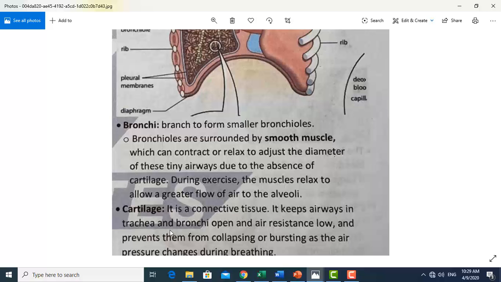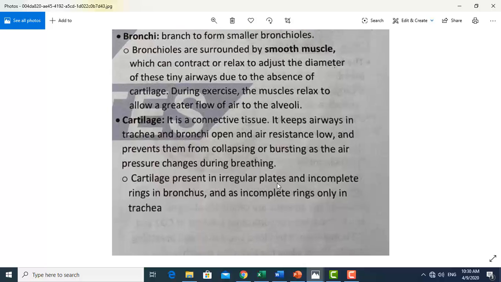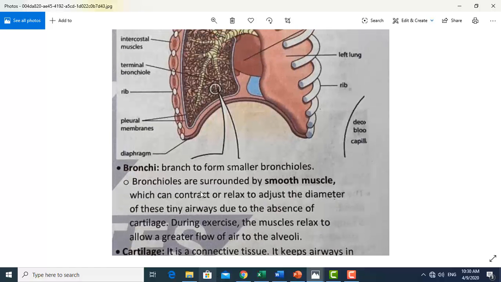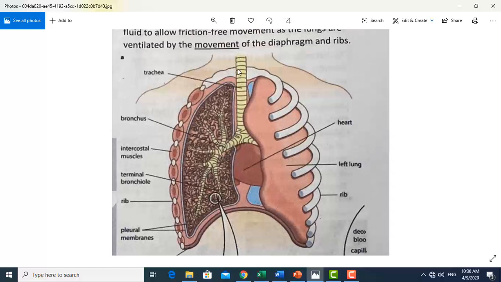It keeps airways in the trachea and bronchi open and air resistance very low, and it prevents them from collapsing or bursting as the air pressure changes during breathing. The cartilage is present in irregular plates and incomplete rings in the bronchus, and in incomplete rings only in the trachea. So when you come and check the trachea, which is this part, you will find that it's kind of like an AC tube, as it's not firm and not soft, that sort of glassy plastic thing. This is what we call cartilage.